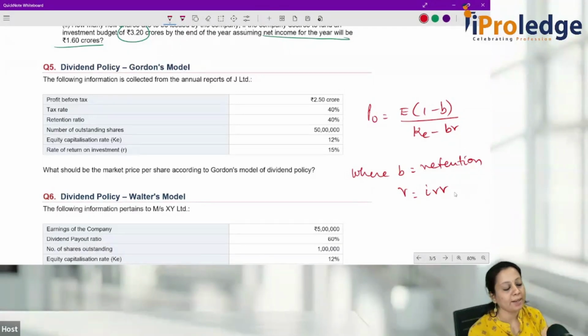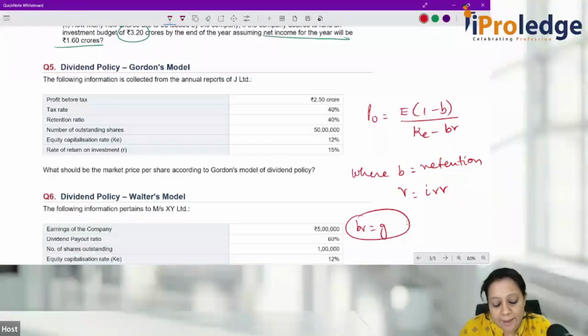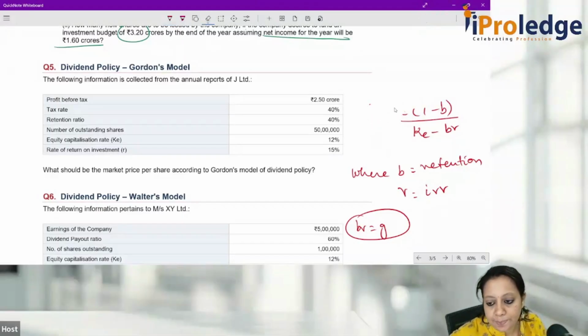So 1 minus B, 1 minus retention is nothing but payout. E stands for EPS. B stands for retention. KE is cost of equity. Again, B is retention. R is internal rate of return. BR is equal to G. We all know that BR is equal to G. So everybody has written it down. Now we will proceed.